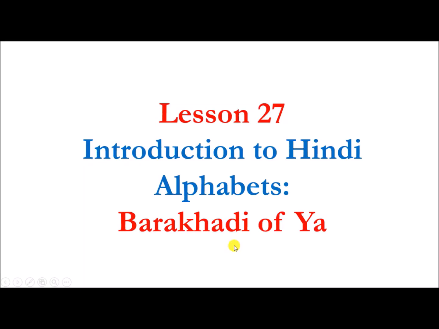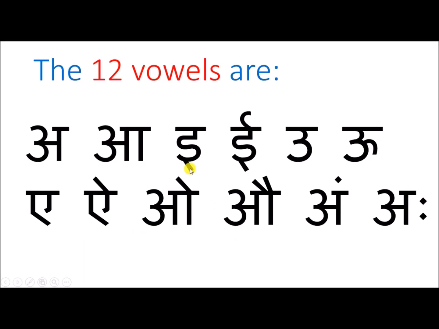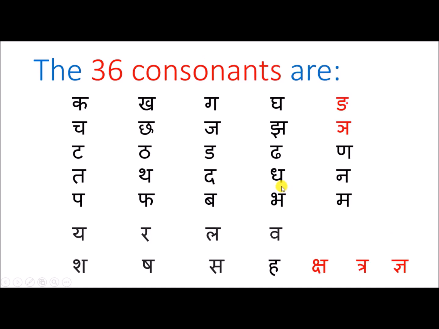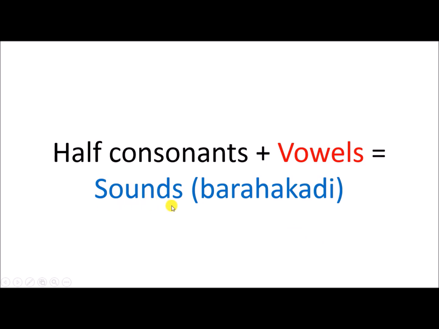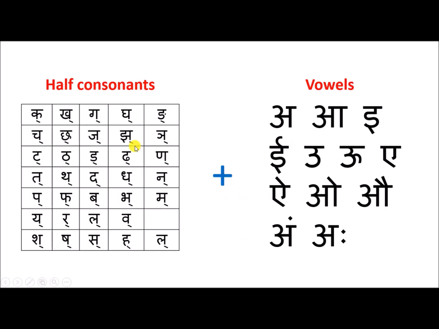Now, we know about the 12 vowels of Hindi. A, Aa, I, Ee, U, Oo, E, Ai, O, Au, and Ah. And we have learnt about the consonants too. We know that we get different sounds of Hindi when we add a half consonant to vowels. And that is what we've been doing till now. We've been adding half consonants to vowels to get different sounds.